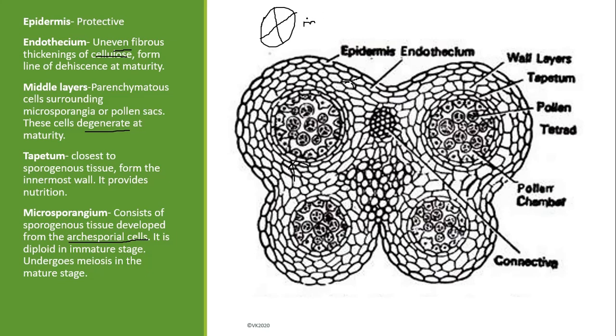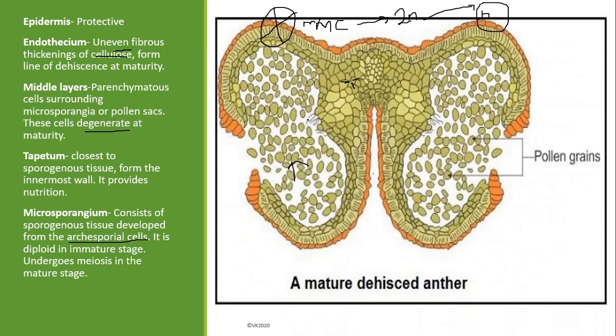These microspore mother cells are diploid in nature. They undergo meiosis to give rise to haploid cells, which are known as your microspores. Now these microspores, once they mature, that is when dehiscence occurs and it is spread all around to pollinate a female plant or a female part of a flower.